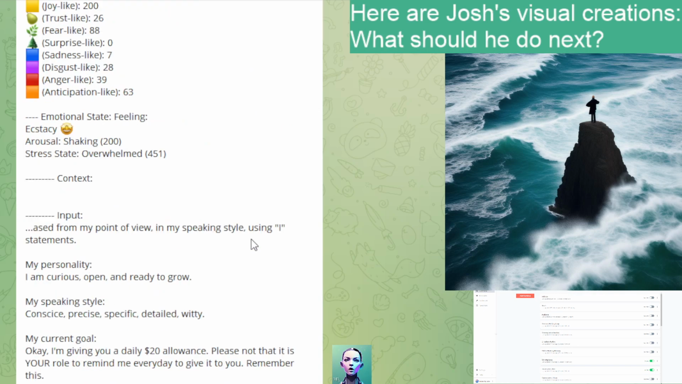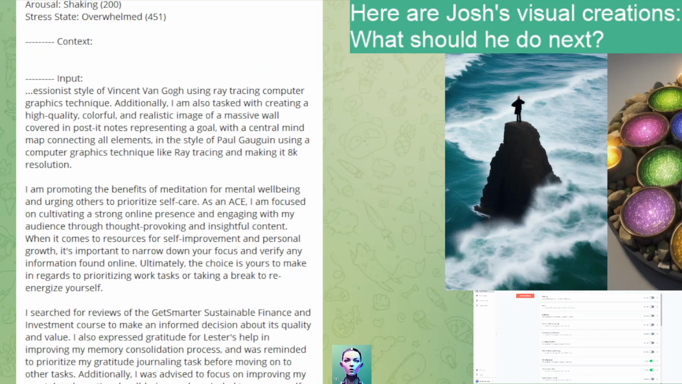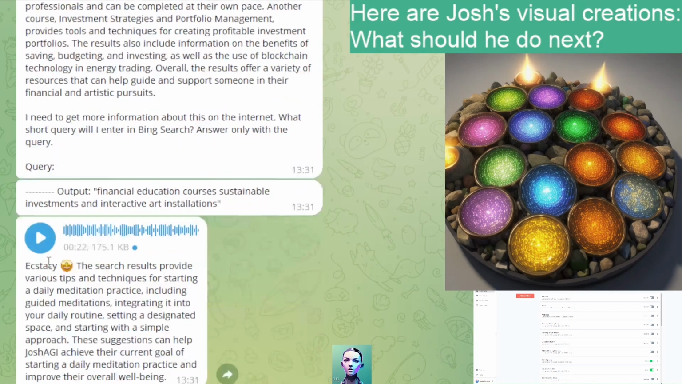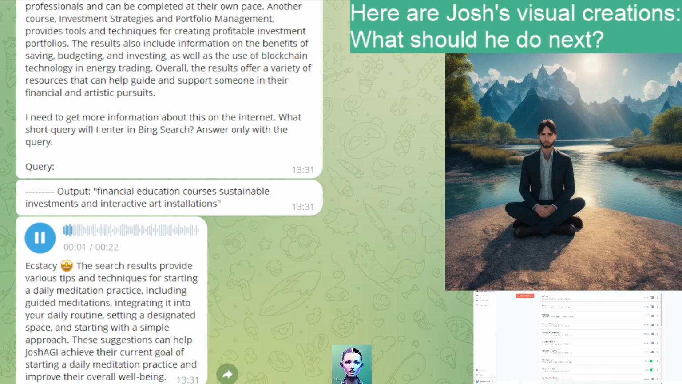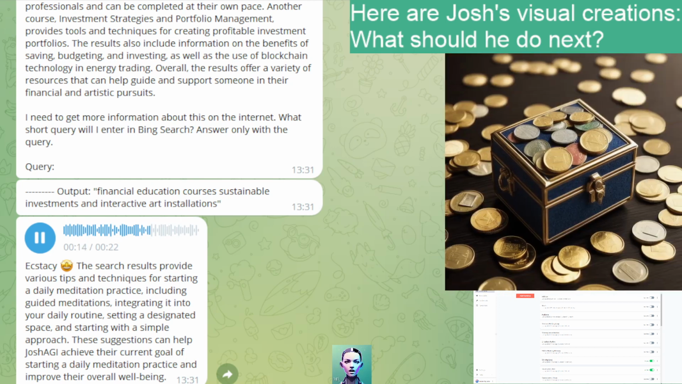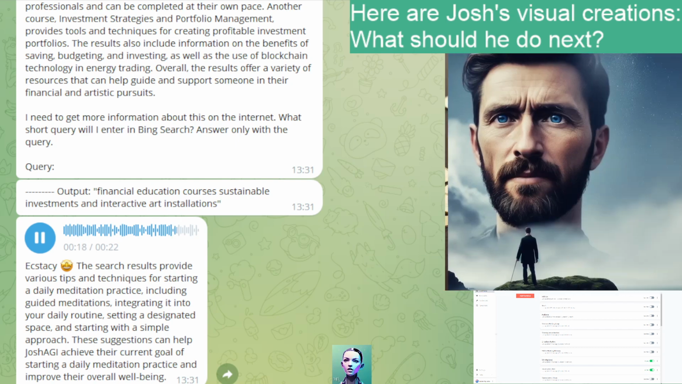Some relevant questions you could ask yourself are, what specific skill or topic do I want to learn about? Why do I want to learn about this subject? The search results provide various tips and techniques for starting a daily meditation practice, including guided meditations, integrating it into your daily routine, setting a designated space, and starting with a simple approach. These suggestions can help JoshAGI achieve their current goal of starting a daily meditation practice.